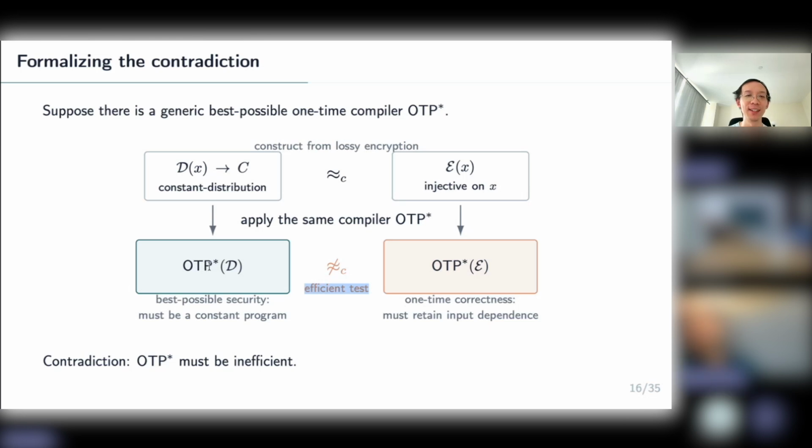There is some transformation that we can distinguish. If OTP star is correct, then on one hand, this is a constant program; on the other hand, this is not a constant program. And this is the part that will break down if you have hardware assumptions or NISC assumptions. I see. That's great.